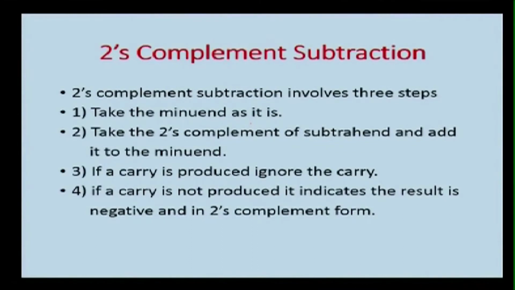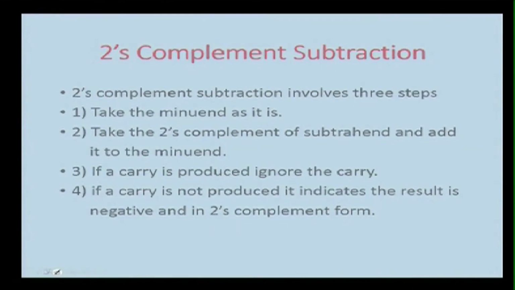But when it comes to the subtrahend, we have to take the 2's complement of the subtrahend and add it to the minuend. If a carry is produced, see, this is the difference. Earlier what we did was, when a carry was produced, we added it to the sum. But here, if a carry is produced, that carry should be ignored. And if a carry is not produced, then it indicates that the result is negative and it is in the 2's complement form. So let us again take a simple example, 8 minus 5, which gives me 3.